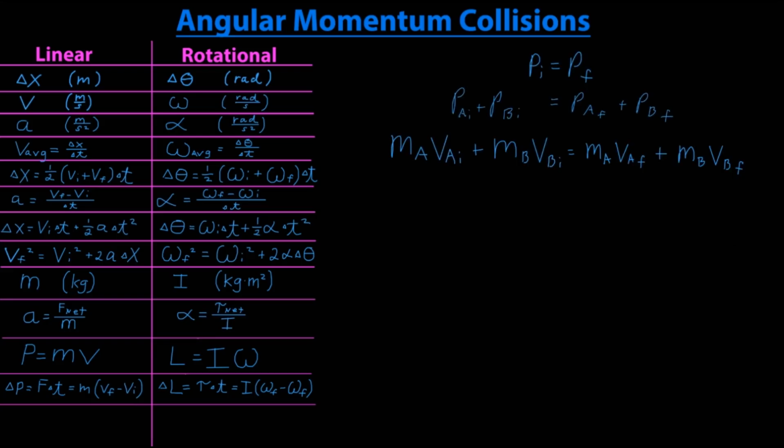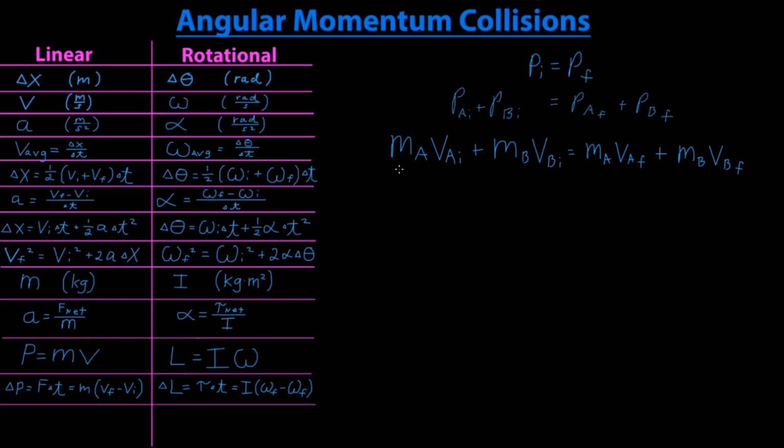Let's start with this. What I have on the screen right now is for linear collisions. One of the biggest rules of momentum is, as long as there are no outside forces involved, momentum is conserved. So initial momentum equals final momentum. We are going to have two objects in play, so momentum A initial plus momentum B initial equals momentum A final plus momentum B final.